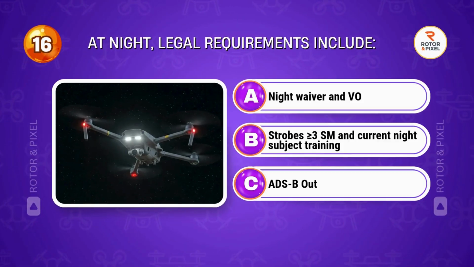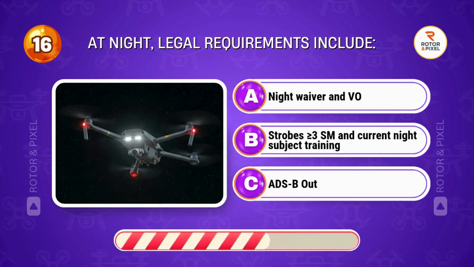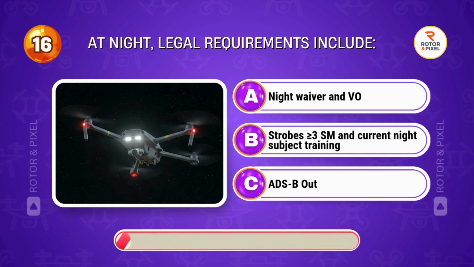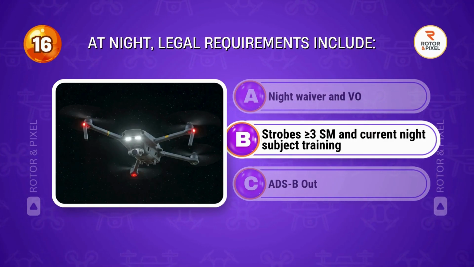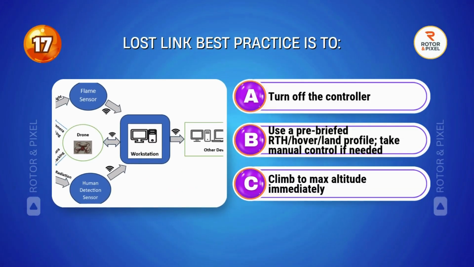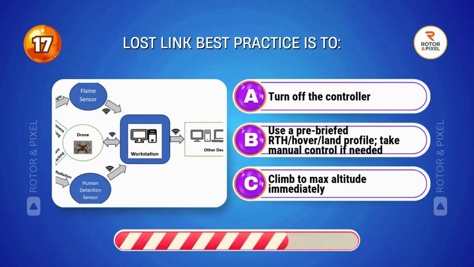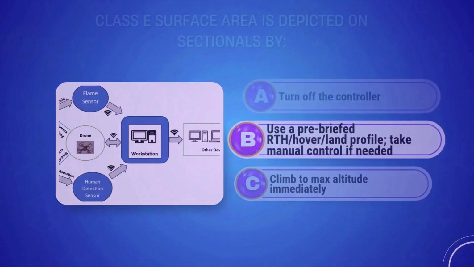At night, legal requirements include... Answer B, strobes greater than or equal to 3 SM and current night subject training. Lost link best practices are to... Answer B, use a pre-briefed RTH/hover/land profile. Take manual control if needed.